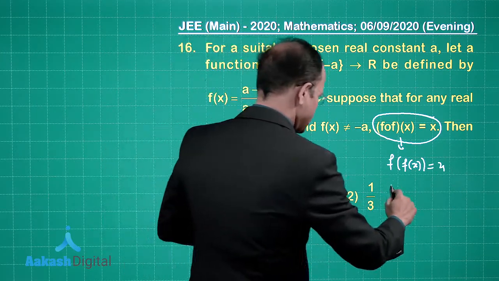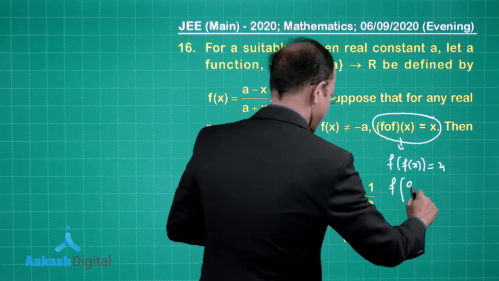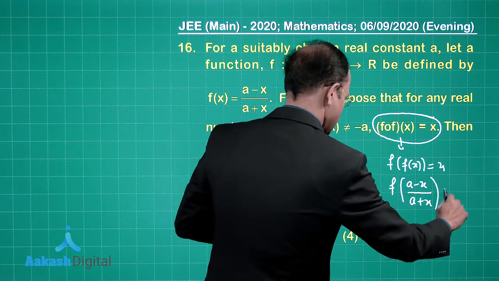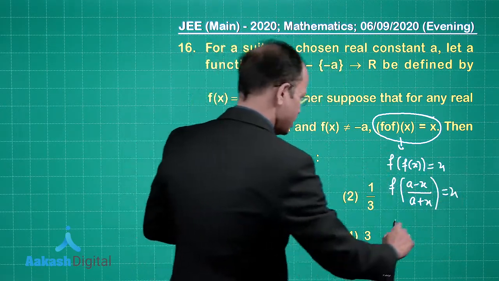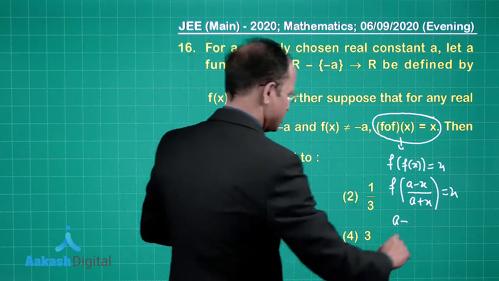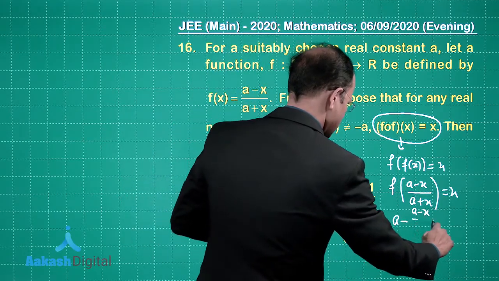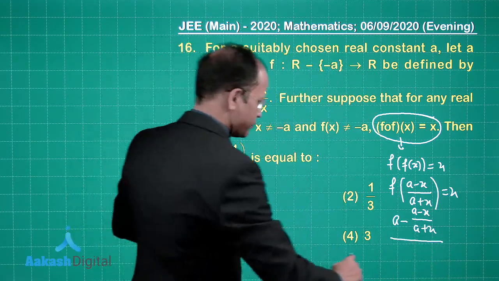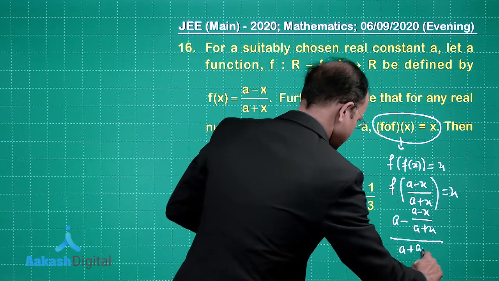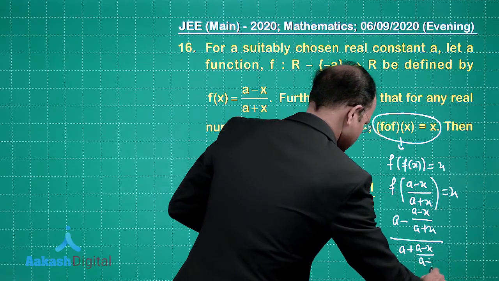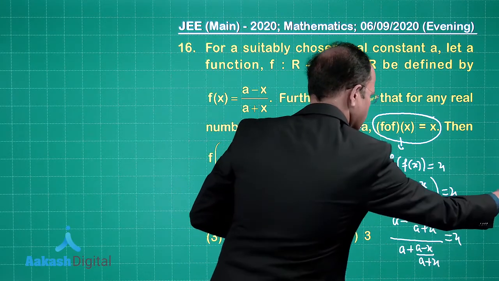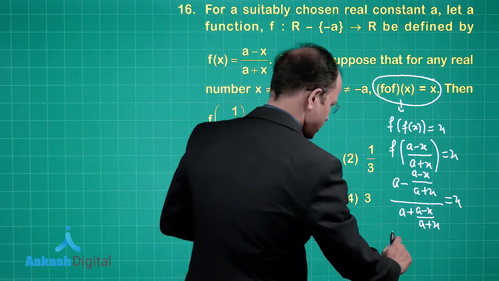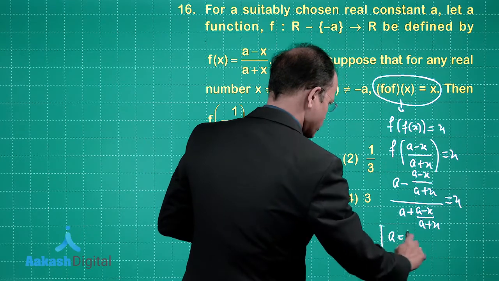So f(f(x)) means f of (a minus x) upon (a plus x), which is equal to x. Then in place of x we can write (a minus x) upon (a plus x), whole divided by, in place of x we write again, a plus (a minus x) upon (a plus x), which is equal to x. Now we can simplify this form, and once you simplify, you can have a look at the calculation part. a will be coming out as 1.